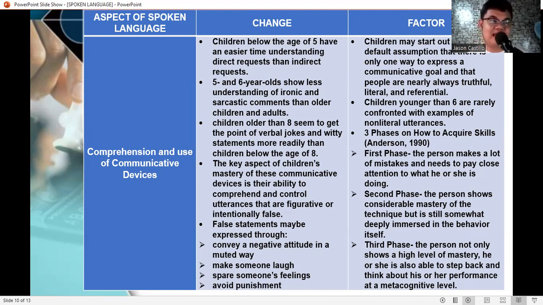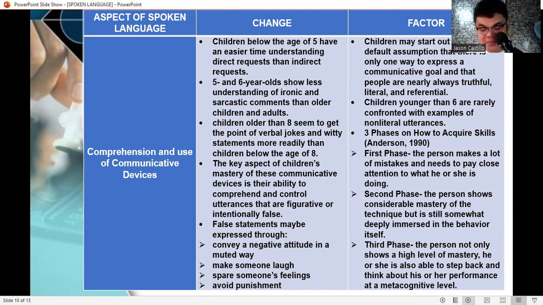But of course, as they grow older, they will realize that there is not only one way to express communicative goals. There are messages that are indirect in a way. Next, children younger than 6 are rarely confronted with examples of non-literal utterances.